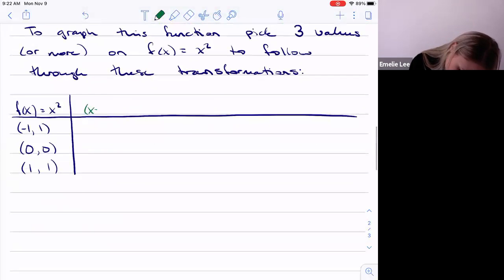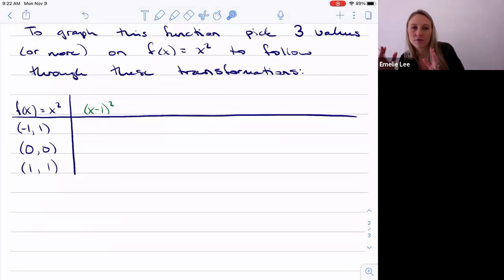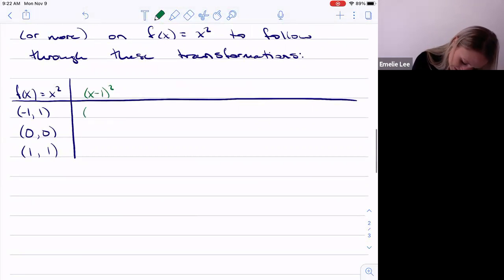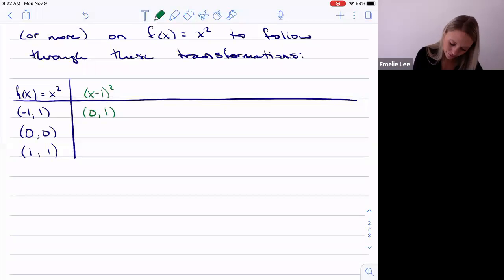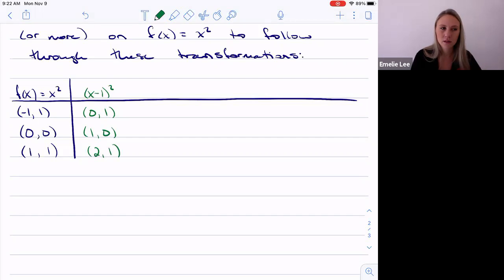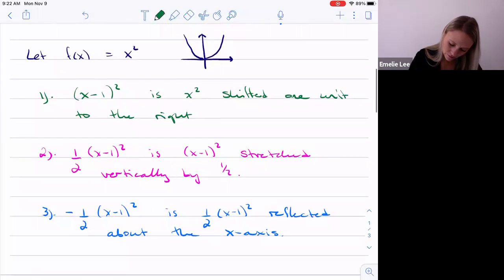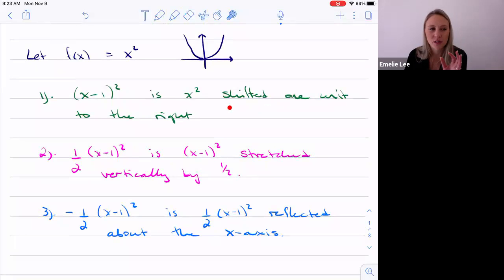So here, x minus 1 squared, I'm going to add 1 to each of these x's, shifting everything to the right. So this becomes 0, 1. My y's stay the same. 1, 0, and 2, 1. Okay. So we've handled x minus 1 squared.